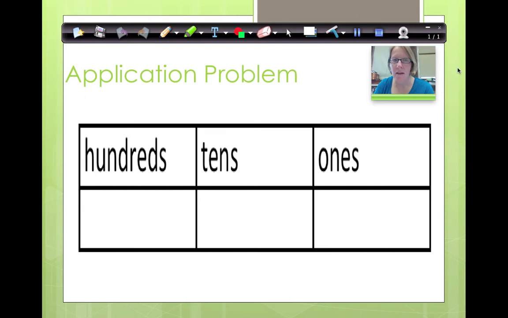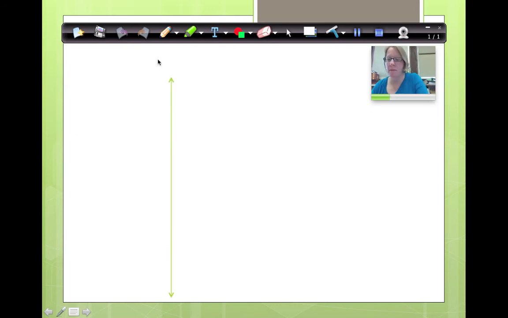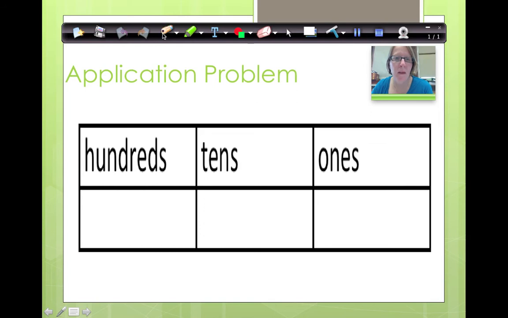Before we get started, let's talk about our application problem. Now, you may remember seeing this from last year when we were talking about place value. Whoops. Let's go back. And when we have a box like this and we have a number, so for instance, let's say we have the number 53. We know that we're going to put 5 in the 10 spot and 3 in the 1 spot, right?